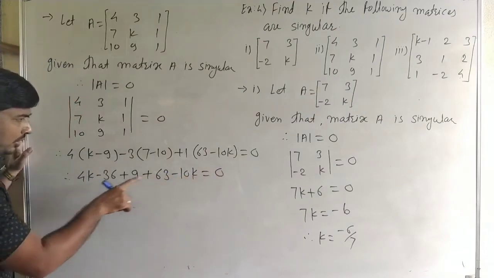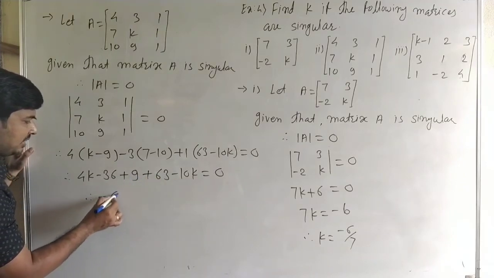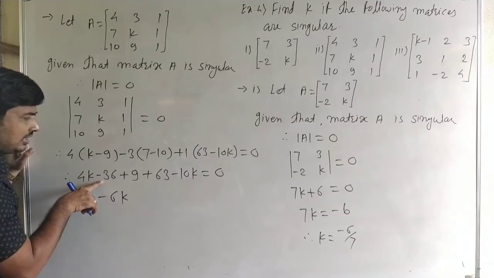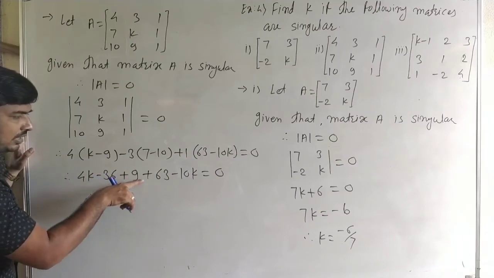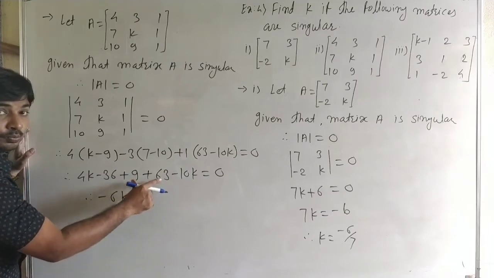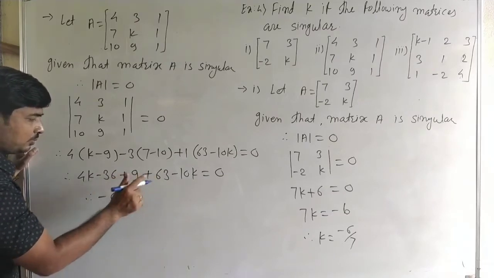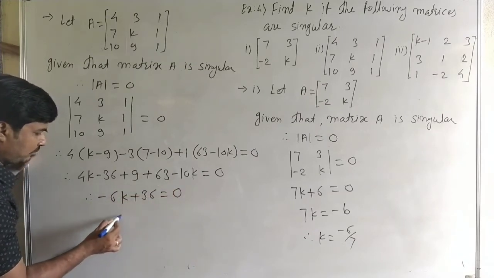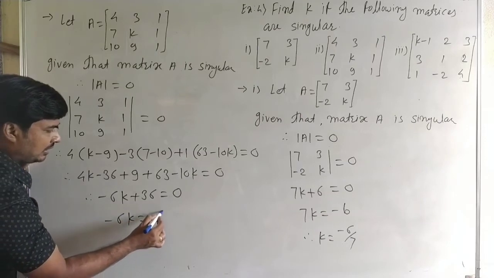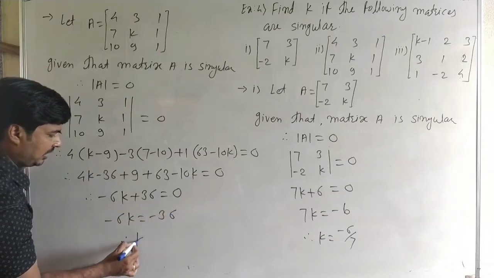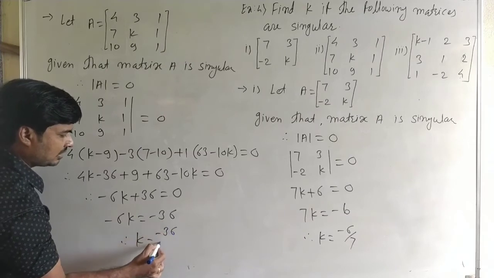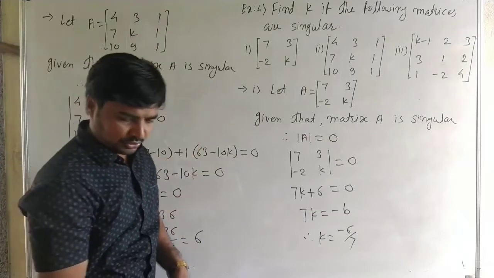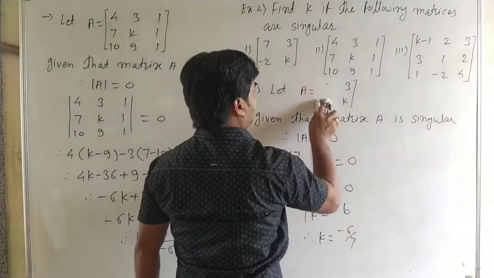Now calculate 4k minus 10k, it is minus 6k. And see carefully here, it is minus 36 plus 9 plus 63, it is 72. See carefully, 72 minus 36 is plus 36, equal to 0, and therefore minus 6k is equal to minus 36, and therefore k is equal to minus 36 upon minus 6, and it is 6. It is the value of k. Now we see the last example.